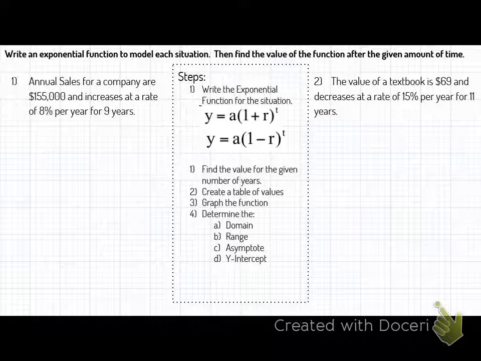I'm just going to get going here, because we started off a little later in the period, okay? So here we go. Annual sales for a company are $155,000 and increase at a rate of 8% per year for 9 years.